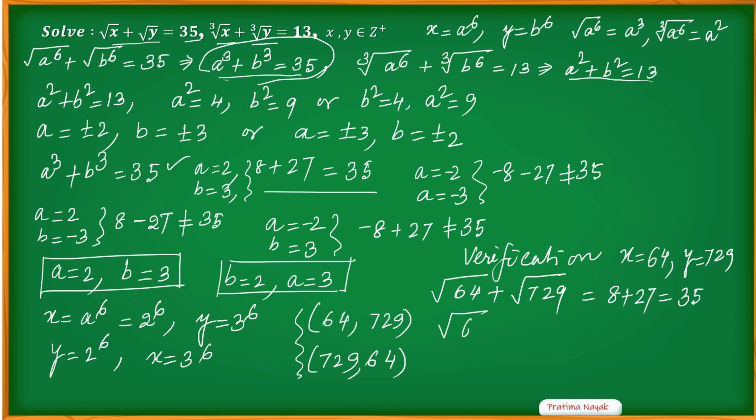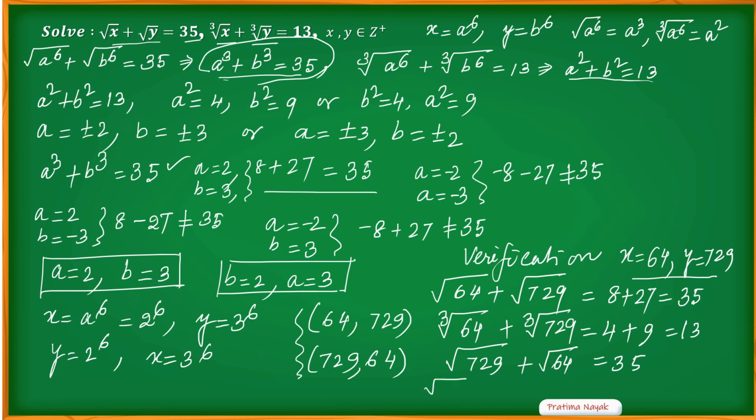Next is the cube root of 64 plus the cube root of 729. The cube root of 64 is 4 and the cube root of 729 is 9. Then it will be 13. So it is verified. In the same way, we can verify for 729 and 64. It will remain the same. The square root of 729 plus the square root of 64 is equal to 35, and the cube root of 729 plus the cube root of 64 is equal to 13. So these are the solutions.